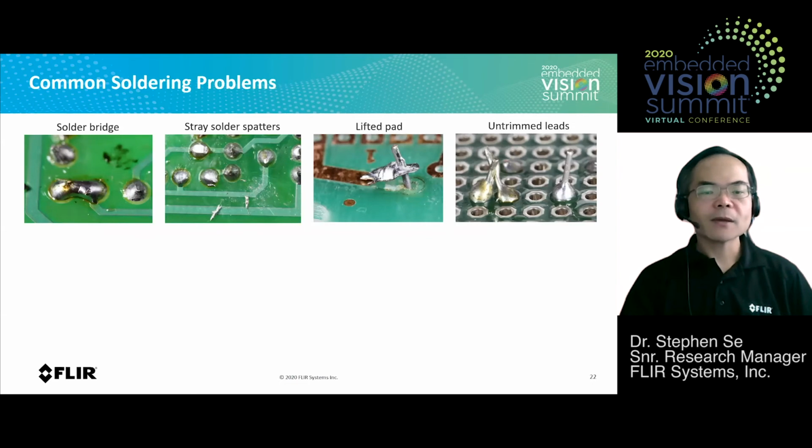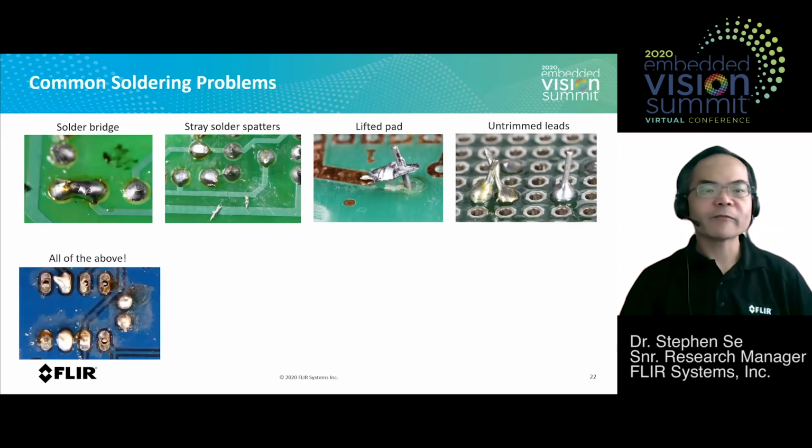For those who may not be familiar with soldering, here are some common soldering problems. A solder bridge may connect 2 pins unintentionally. Stray solder spatter may also connect 2 pins unintentionally. Other problems include lifted pads, untrimmed leads, etc. And all of the above problems can happen on a single PCB too.